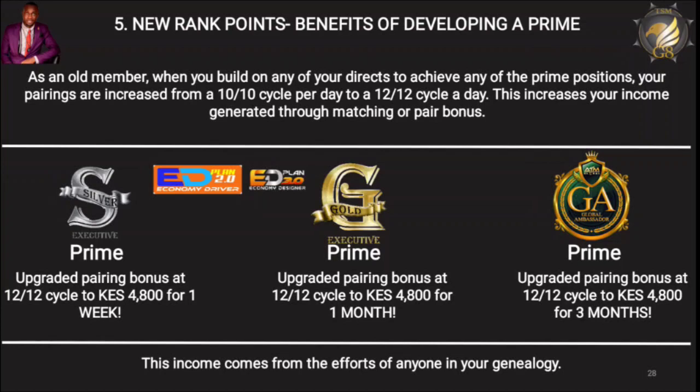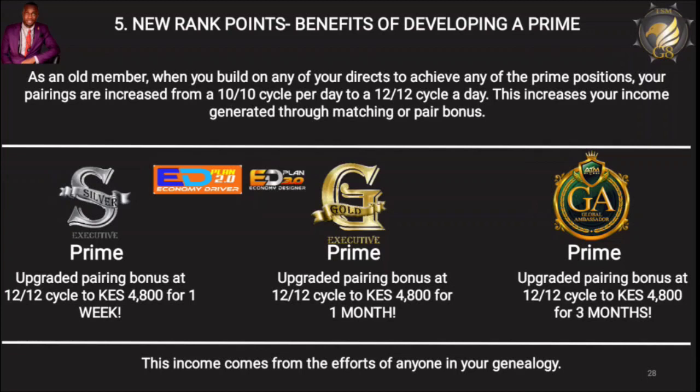So the moment you produce a silver executive prime under your team, this one comes from what you call your stair-step genealogy. Basically, your stair-step genealogy is the genealogy of the people that you brought and the people that they brought, like that. So that is the maximum income at the rate of 4,800 times 24 pairs. Okay. Now, when you produce a silver executive prime under your team who is in your stair-step genealogy, your pairing bonus will be unlocked to a 12-12 cycle, and you'll be able to earn a maximum of 4,800 at 24 pairs a day for 1 week.